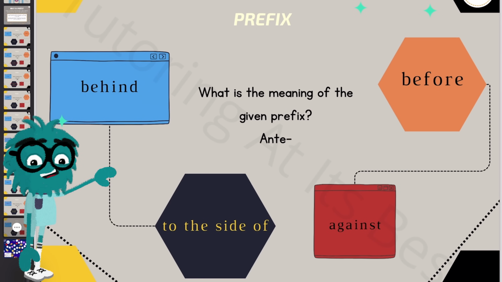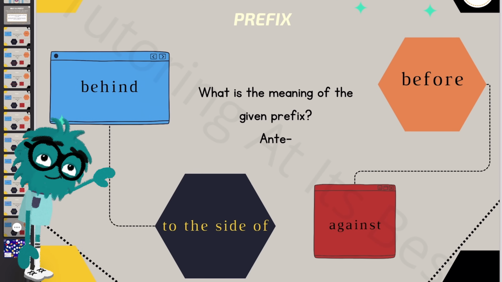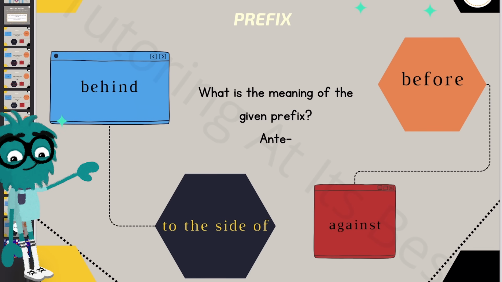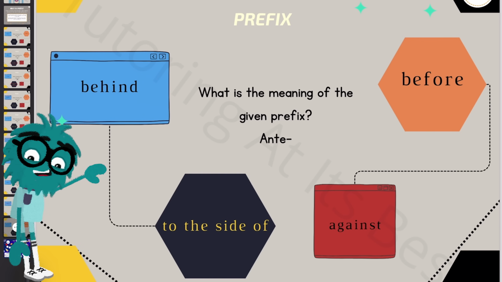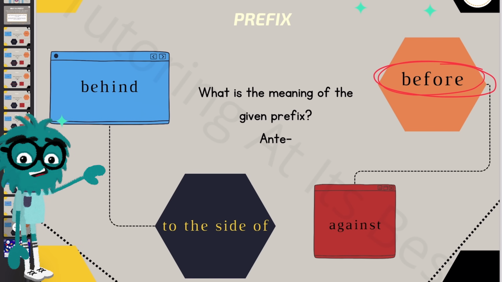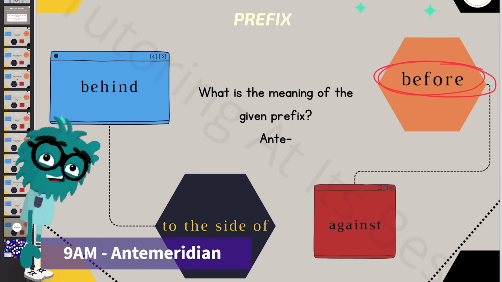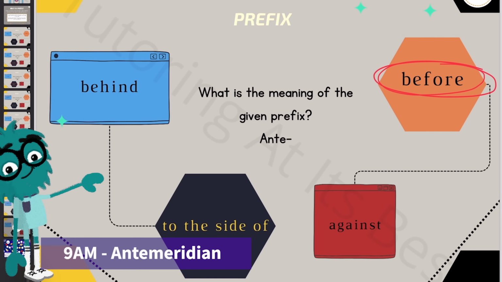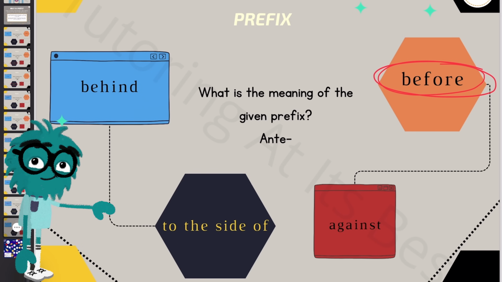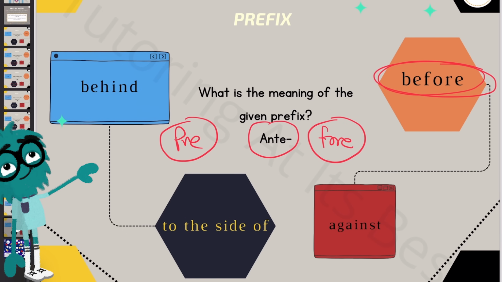Ante. And I know we had a similar sound above there, but now we've got an E instead of the I. So ante, that also means before. For example, for AM, we would have ante meridiem. So pre and ante also mean before. So we've got pre and we have ante, and they all mean before.